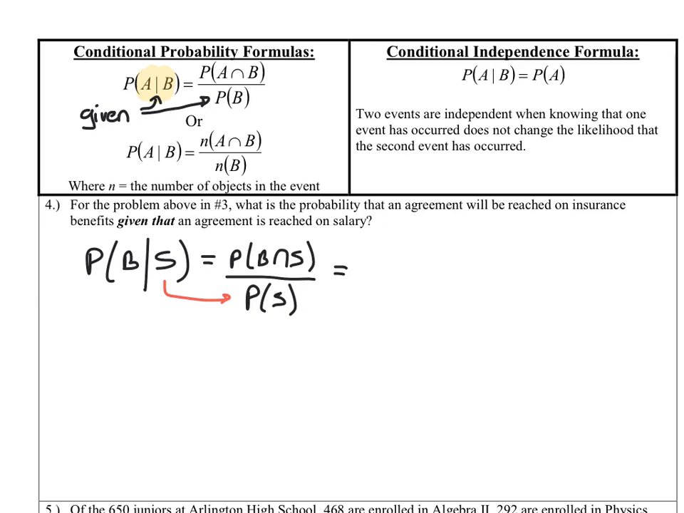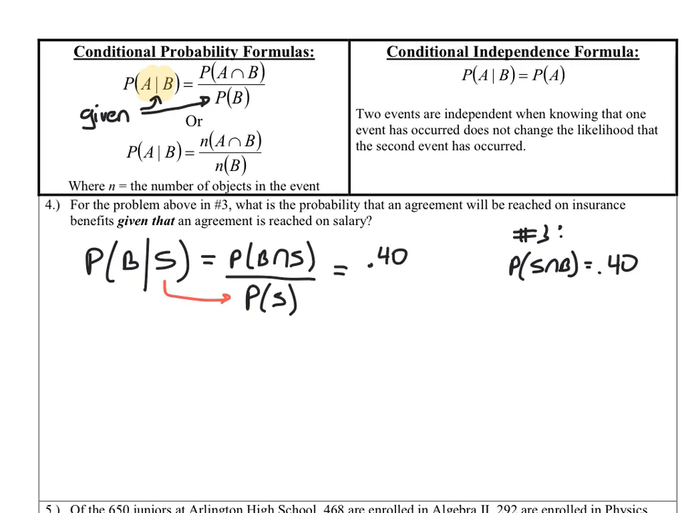Now, in question number 3, we figured out the probability of salary and benefits, right? In number 3, we figured out the probability of salary and benefits was 0.40. Now, remember that when you are finding and, the order doesn't matter. So the probability of salary and benefits is the same as benefits and salary, because you're still finding that intersection. If you think about your Venn diagram, you're looking for where they overlap each other. So benefits and salary and salary and benefits mean the same thing.